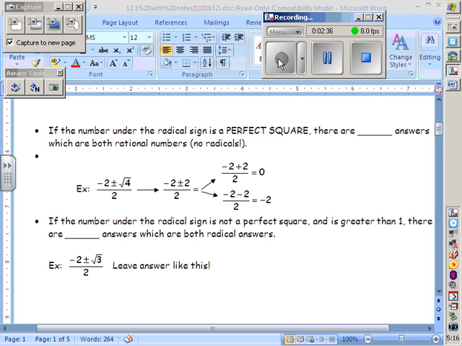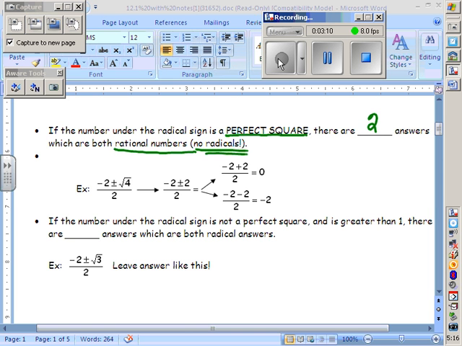If the number underneath the radical is not 0, and it's not a negative number, then that means we're going to have two answers. And there's two different kinds of answers that we could have when we're using the quadratic formula. First of all, if the number underneath the radical, or the discriminant, is a perfect square, then we know there's going to be two answers. And both of those answers are going to be rational numbers. And when we say they're rational, that means there's no radical in their answer.